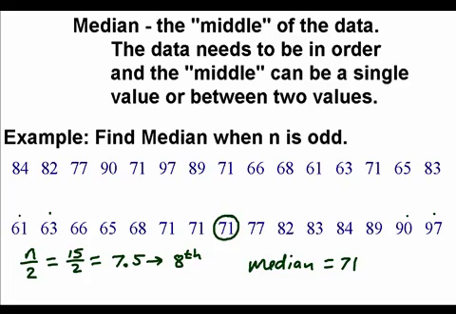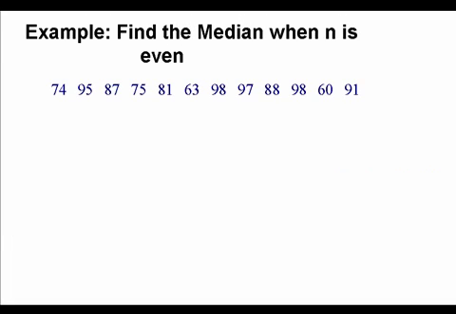Alright, if we have an even n, where n is even, here we have 1, 2, 3, 4, 5, 6, 7, 8, 9, 10, 11, 12 elements. So in this case, n is 12. The first step, of course, is to get the numbers in numeric order. So the smallest number here is 60. I like doing the cross-out method. The next number up is 63.